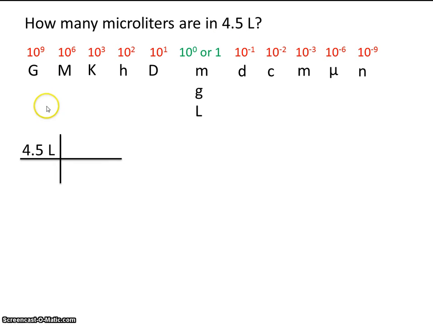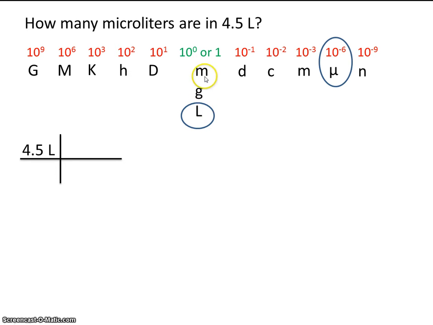Now you know that it's going to be the given times a conversion factor, and then that will give us a goal. So now we have to figure out what is the conversion factor. Well, we want to know how many microliters, that's here, are in 4.5 liters. Liters is our base unit. So what's the conversion factor between micro and the base unit?